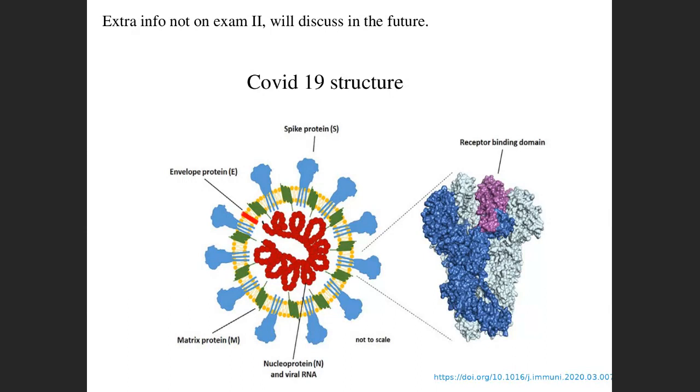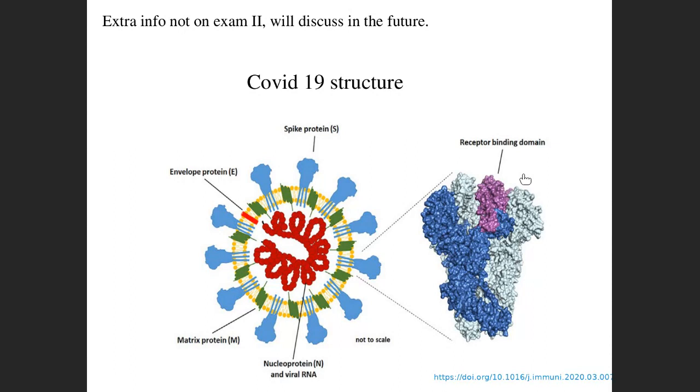This is the COVID-19 viral particle, and it's lined with spike protein, which we call S protein. The S protein has this binding domain, the part that binds to ACE2. And this is the part that we are using. We use mRNA to code the S protein.